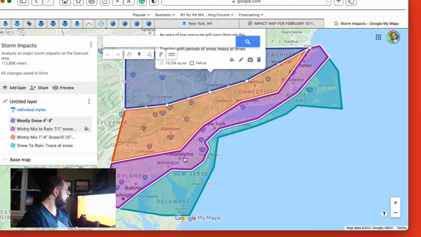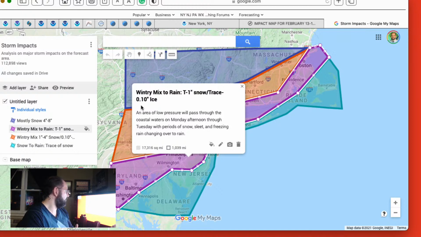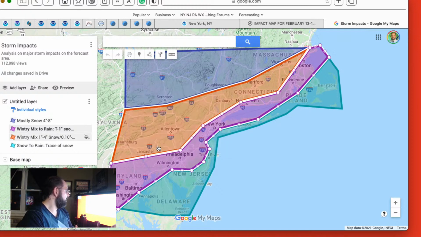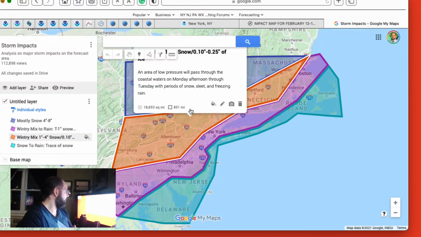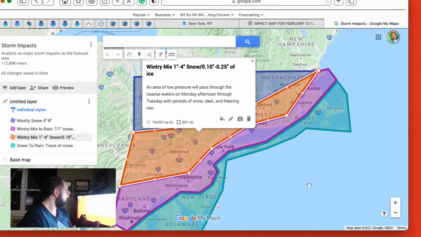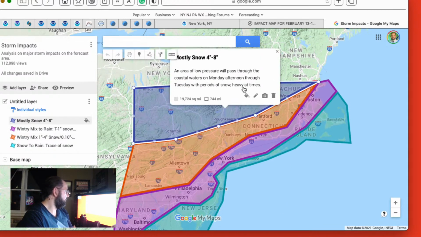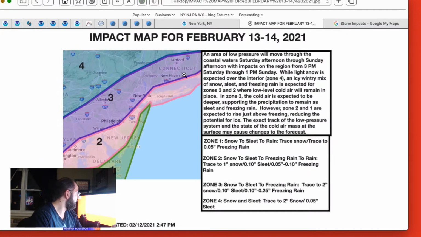The interior, slightly into the interior, basically around the I-95 corridor, is a wintry mix to rain with around a trace of snow, a trace of ice to maybe 1/10 of an inch of ice. And then to the north and west of the I-95 corridor, that's where you get your real ice threat, 1 to 4 inches of snow, 1/10 to 1/4 of an inch of ice. Pretty nasty situation. And then the far northern interior, Catskills, the Poconos, that's where you get your 4 to 8 inch snowfall total. So that's Monday into Tuesday.